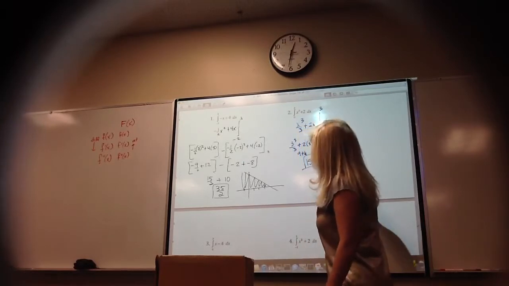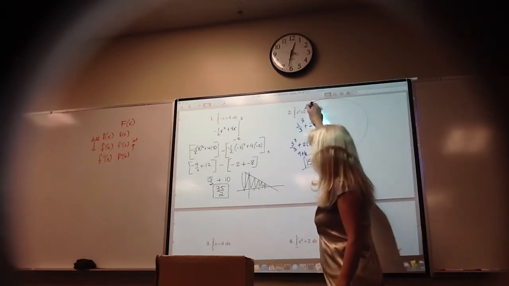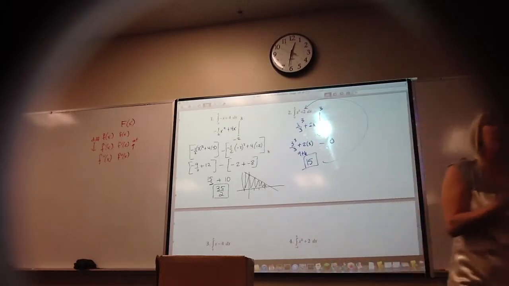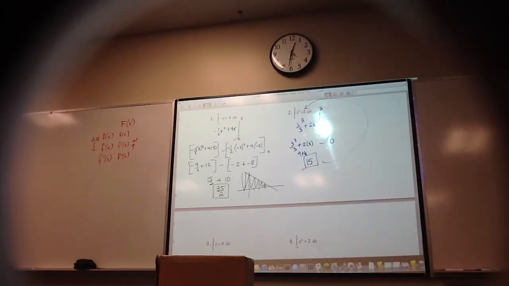Now, if you look back in your notes, this is the exact same problem that we approximated with all the other methods. We approximated it with Riemann sums, with Simpson's, with the trapezoidal rule. We got approximate answers. The exact area under the curve would be 15. So that's kind of the basic idea of it.